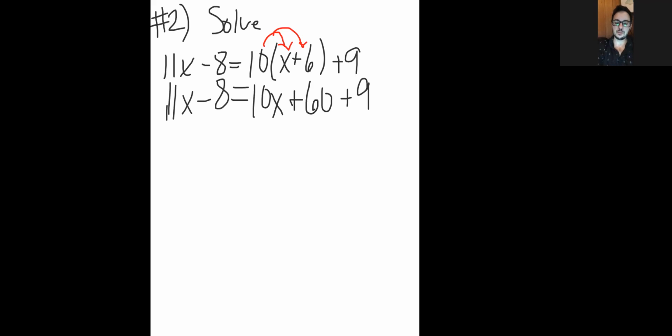Next, on the right-hand side, we need to add up the 60 and the 9 to get 69. Bring down the 10x.